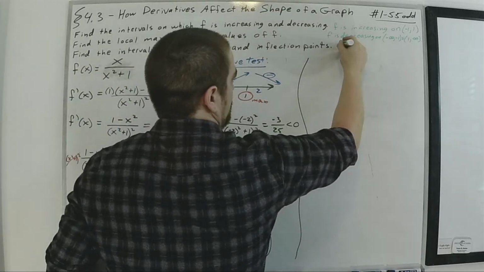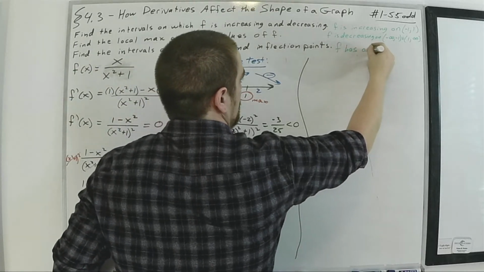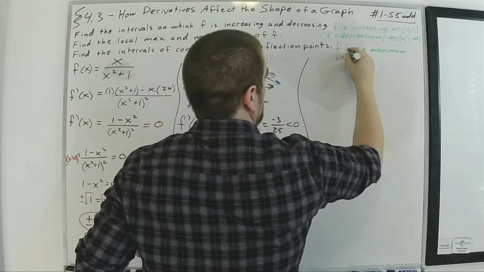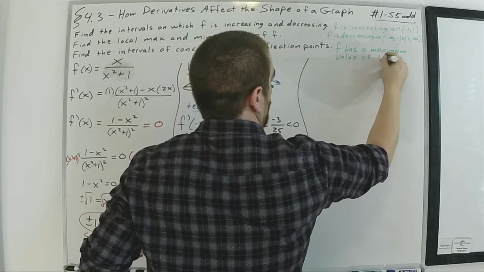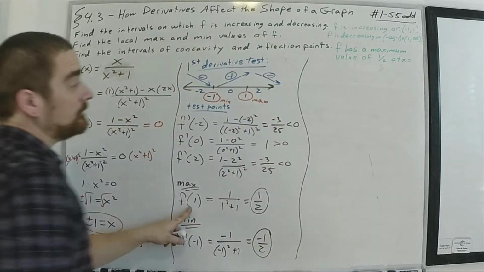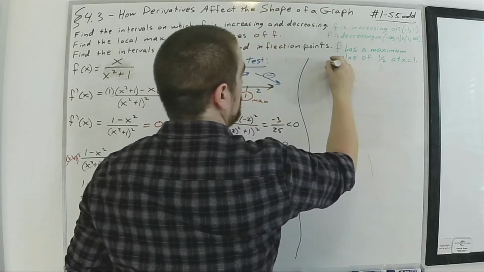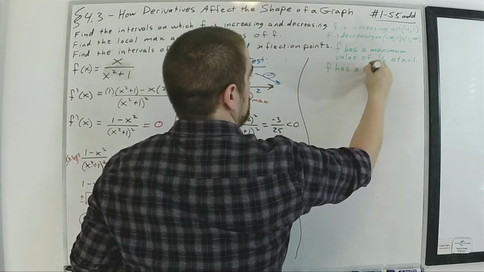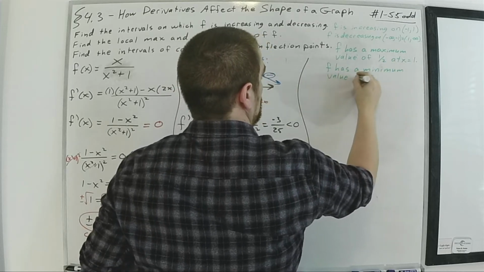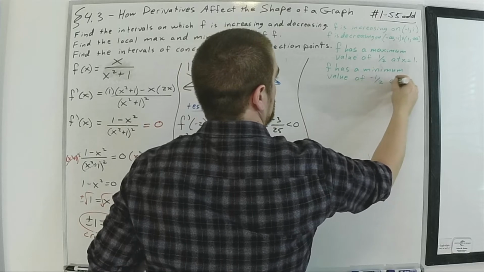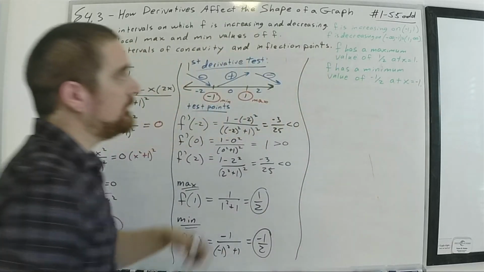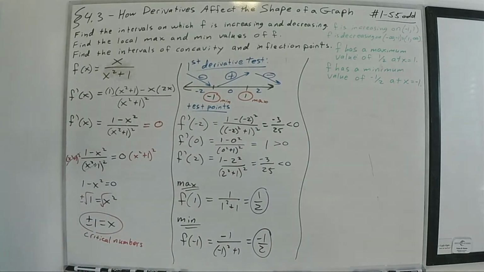I will say that f has a maximum value of 1/2 at x equals, which one was that, +1. f has a minimum value of negative 1/2 at x equals negative 1. Yeah, that way at least we've got all our information, sort of summarized.